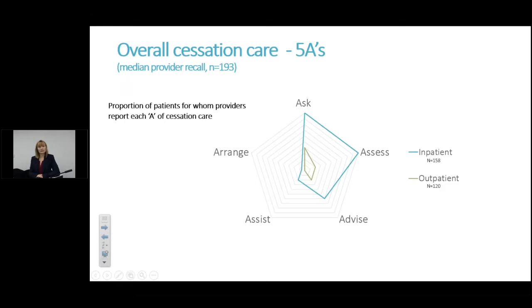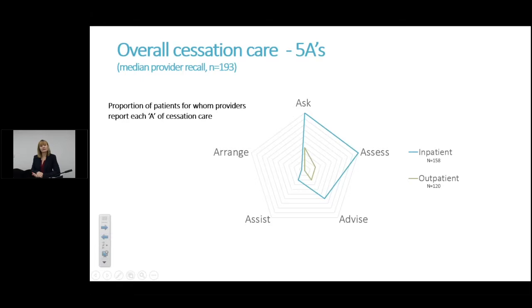And what you can see from that little spider diagram there is that based on our provider data, we asked them about both inpatients and outpatients, about whether they actually did those things, whether they asked people if they were smokers or not, whether they assessed and advised them to quit. And so this spider tells you the proportion of patients for whom providers reported each of those A's. And unfortunately, I couldn't get the spider to quite go out to 100%. So while it looks like for ask and assessing, providers are at 100% for inpatients, in fact, that's about 50%.